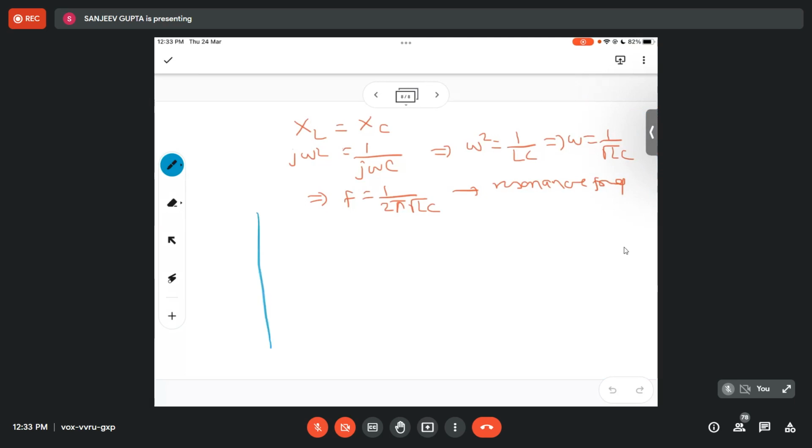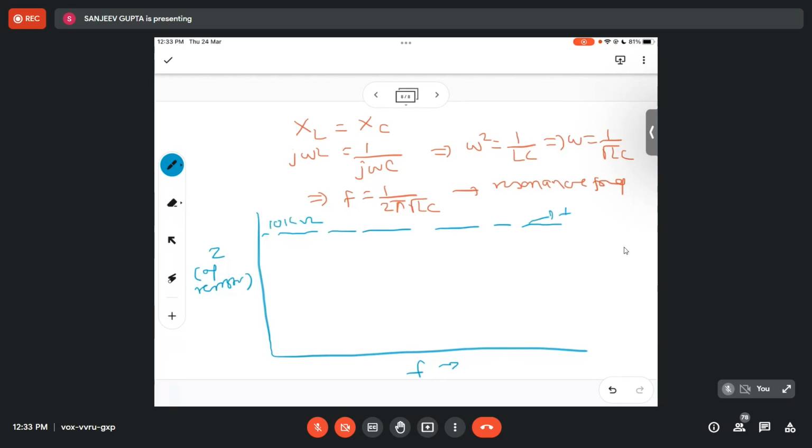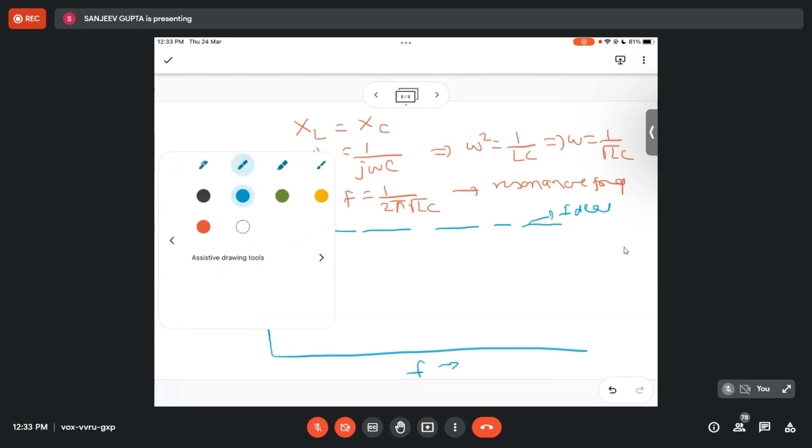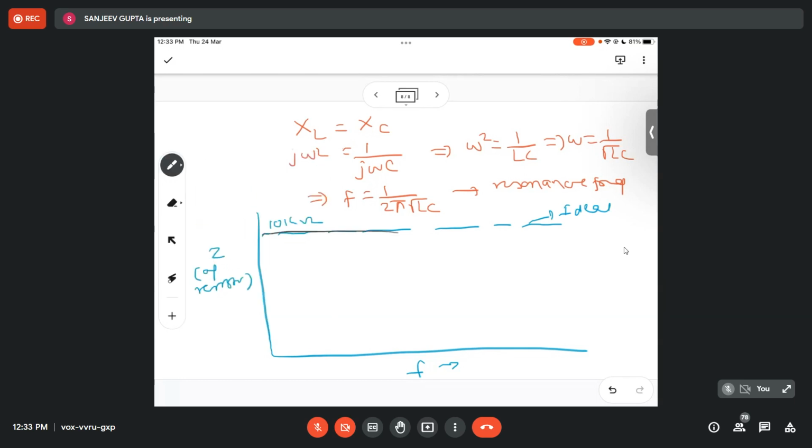let's plot the frequency versus the impedance of a resistor. As you see here, let's say this is a 10 kilo ohm resistor. So this should be the ideal behavior, but we have found this is not the ideal behavior. It is actually working like this. So this is the more practical behavior.